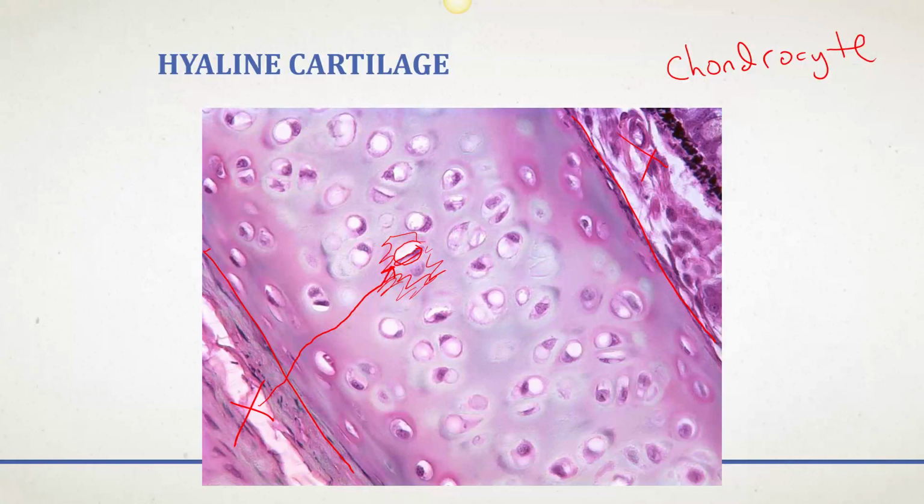Bone has its own rich blood supply. Cartilage is dependent on getting nutrients from diffusion of nutrients through the matrix. So it takes a lot longer to nourish those cells and to regenerate cartilage tissue.